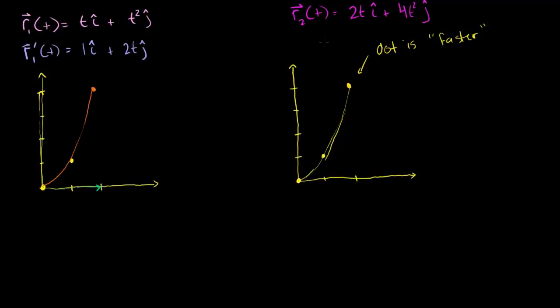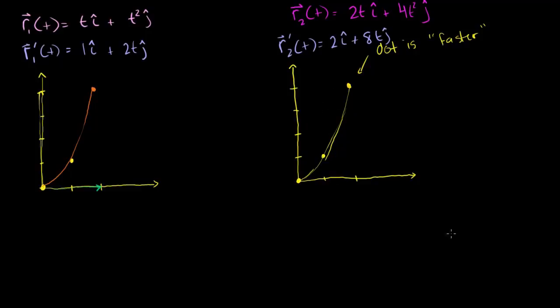And let me take the derivative over here. r2 prime of t. The derivative of 2t with respect to t is 2, so 2i, plus the derivative of 4t squared, which is 8t. Right? 2 times 4 is 8t, just like that.